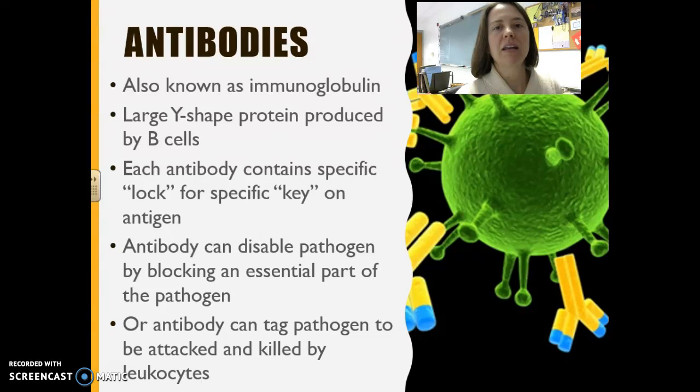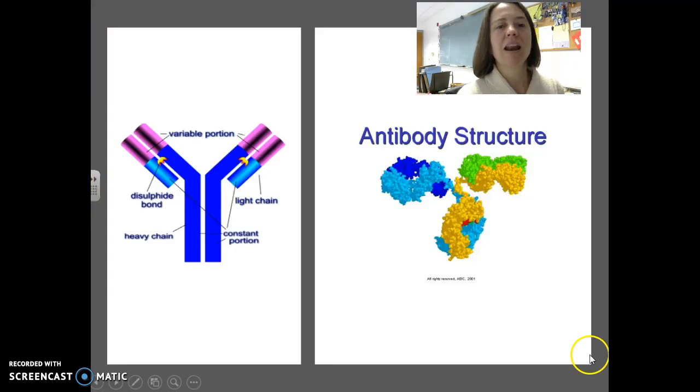Or an antibody can tag a pathogen and signal to other leukocytes to come in and kill it, like your phagocytes. Looking a little bit more at antibody structure, they are Y-shaped proteins, and they all have this Y shape, but this part at the top is variable in each antibody, and that's why you have so many different ones and why they're specific to each antigen your body has ever come in contact with. And here's a 3D structure of the protein.